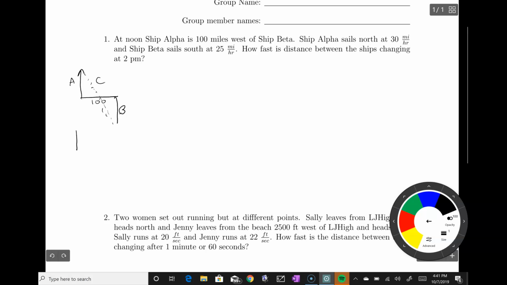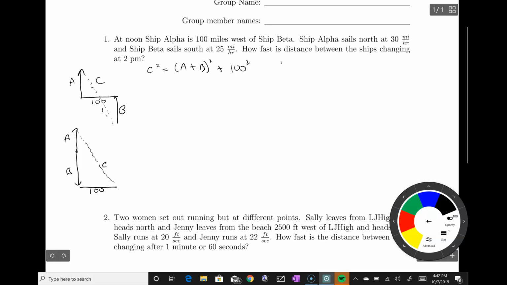So let's translate that. So I can have A here, B here, C, the distance between them is changing here, and then 100 here. So I've got to make up my equation of my triangle here. So I've got C squared is equal to (A plus B) squared plus 100 squared.